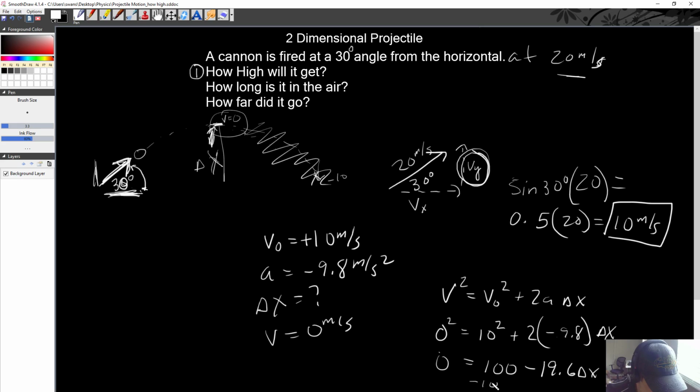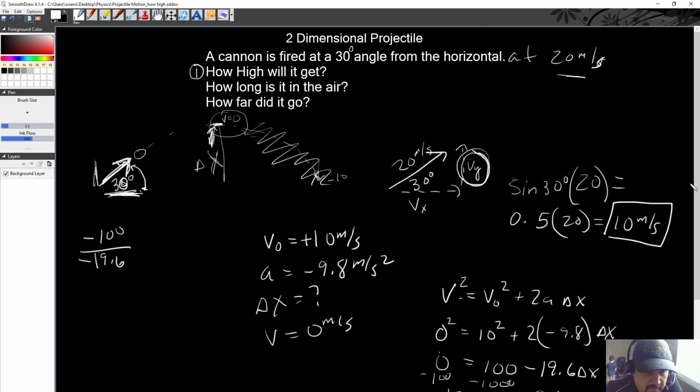Then let's subtract the 100 from here, and we get negative 100 on the left side and negative 19.6 delta x on the right. Now all we have to do is take the negative 100 and divide it by the negative 19.6. I'm just going to continue my work over here.